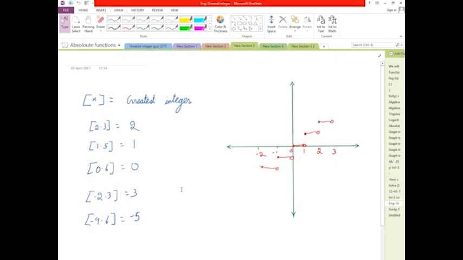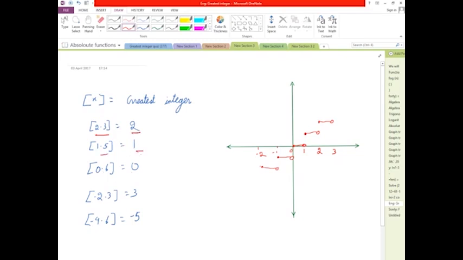This is our final part for today's session. I think I have covered a lot, although a lot of it was basic stuff. So greatest integer function. What is the greatest integer function? It will just give you the greatest integer that is below that number. For example, for 2.3, it will return 2. For 1.5, it will return 1.